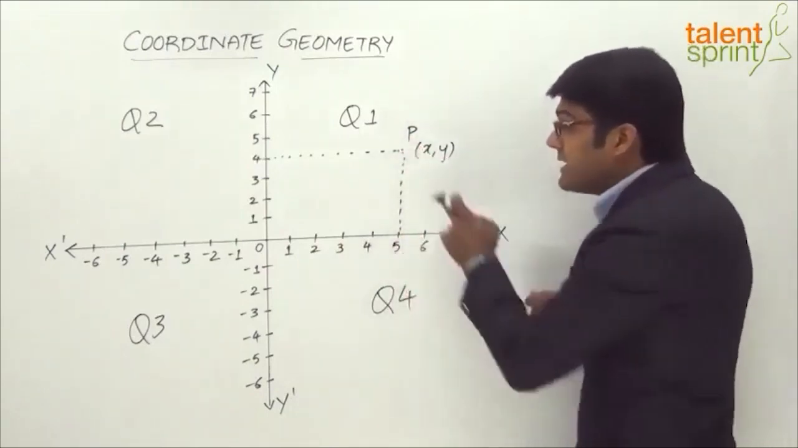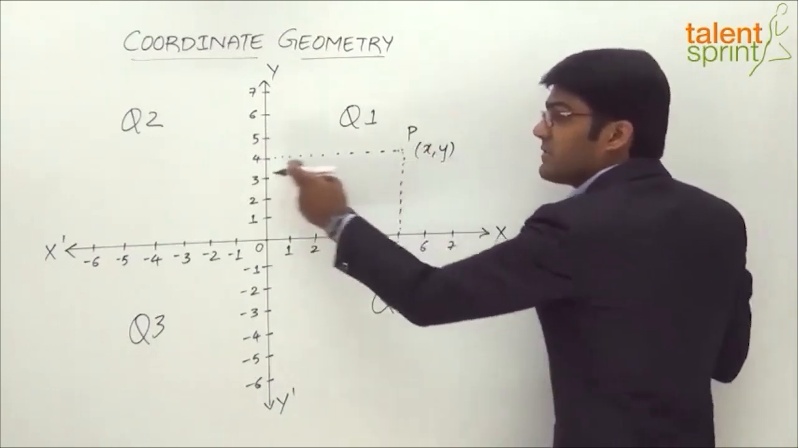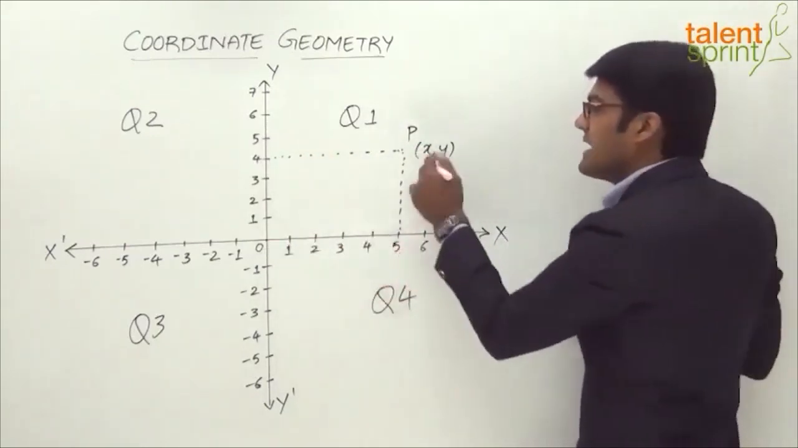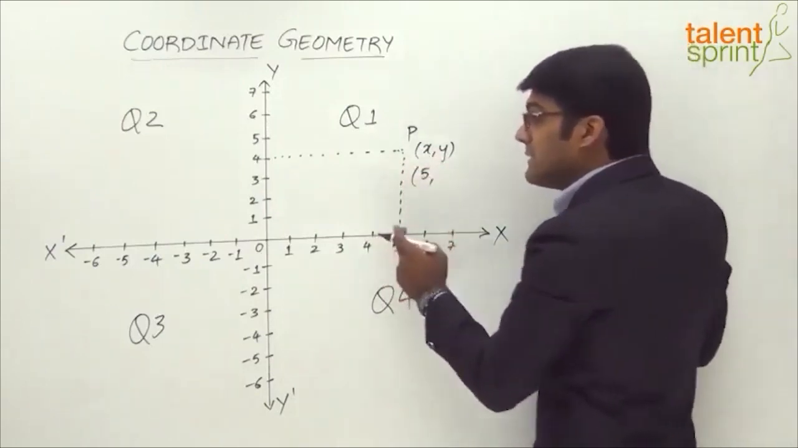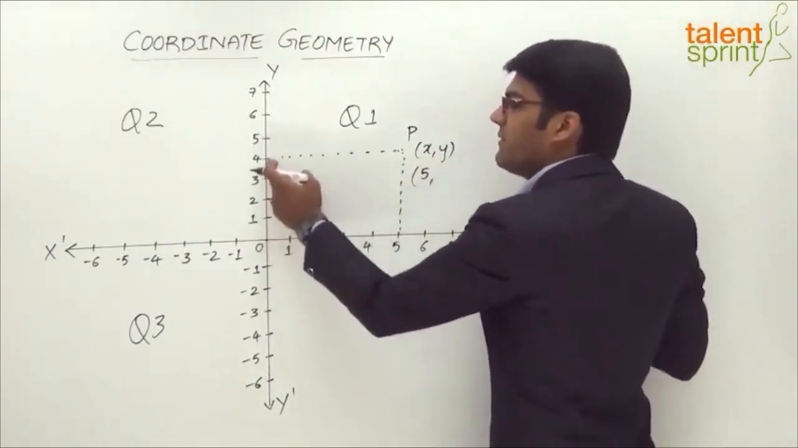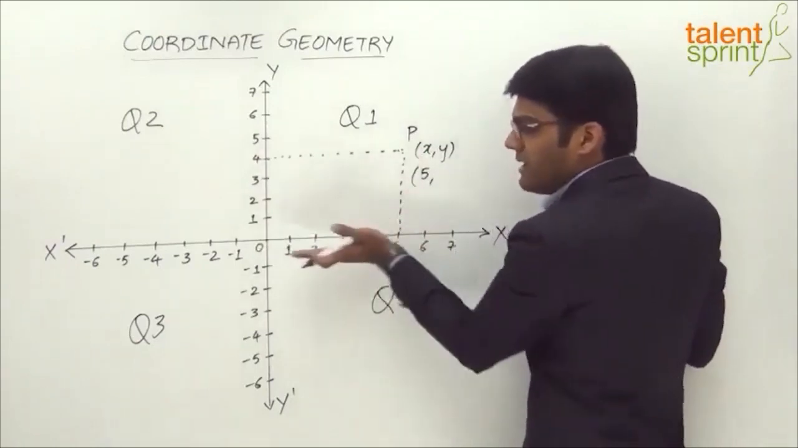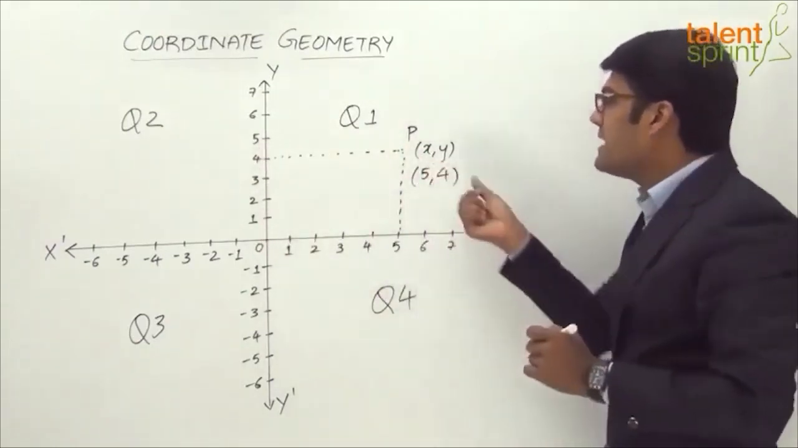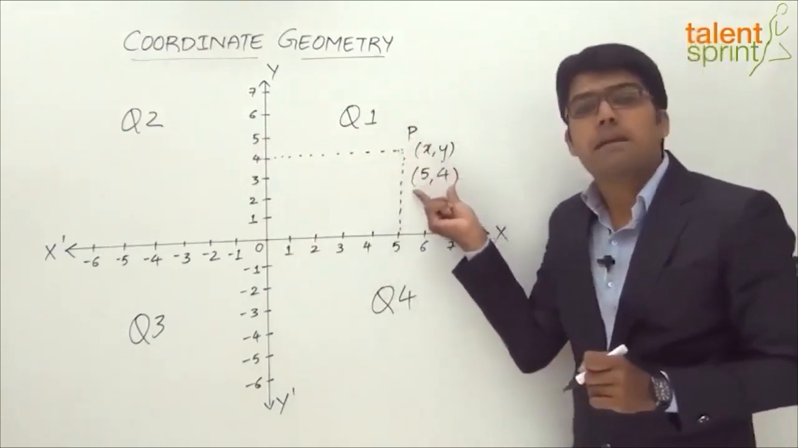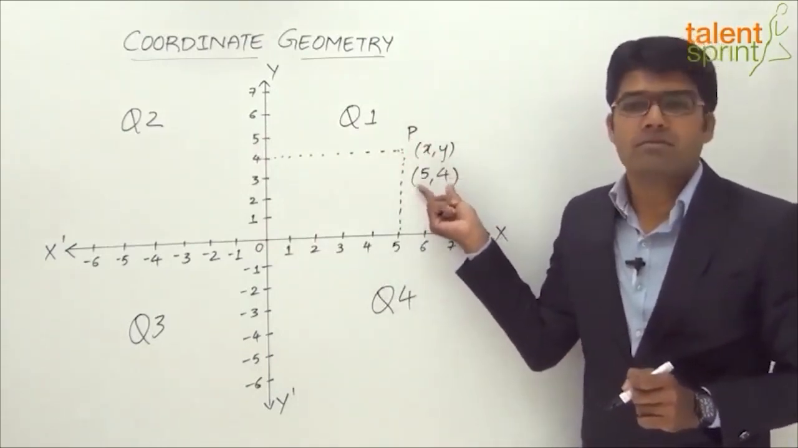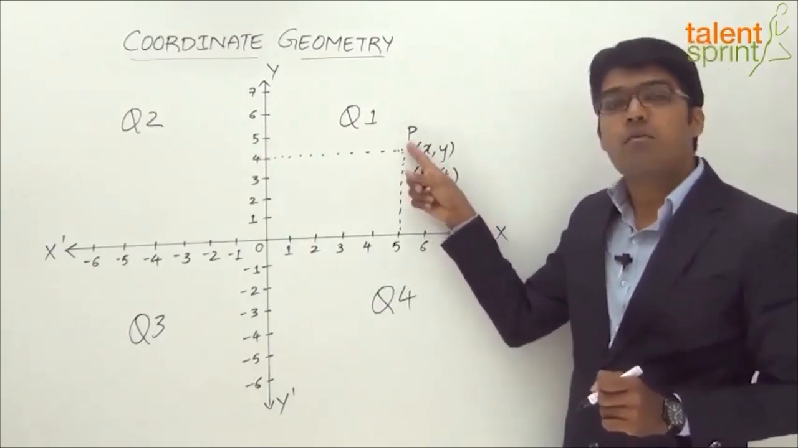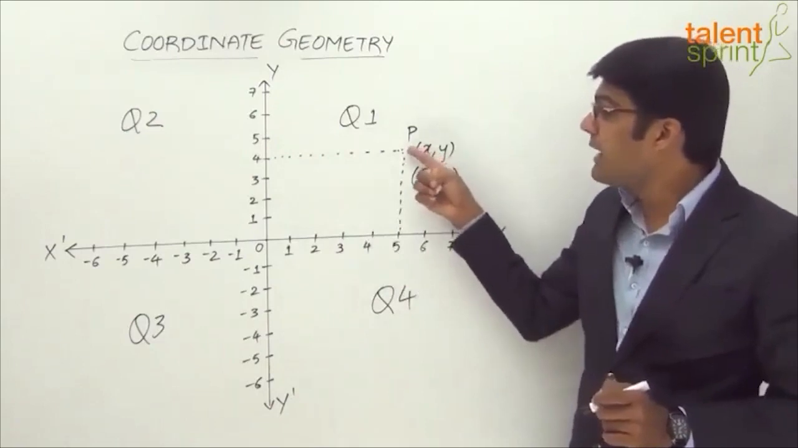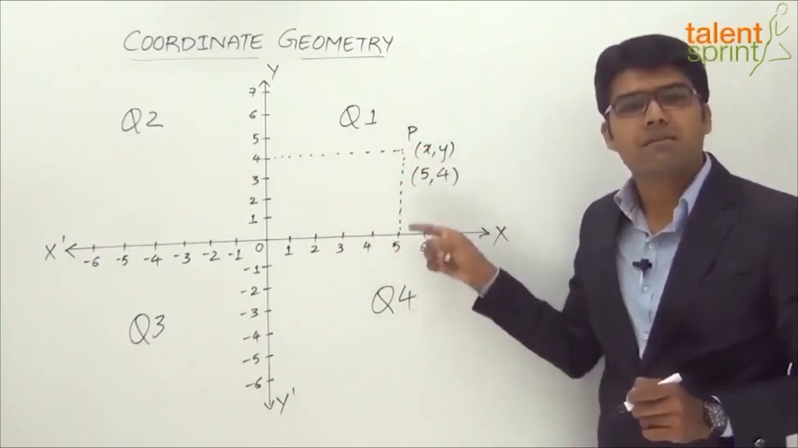So we see that the horizontal distance of the point P is 5. From 0 it is up to 5. So x is equal to 5. Whereas the vertical distance of point P from x-axis is 4. So y becomes 4. So we can say that the point P here is described by the ordered pair (5, 4), where 5 is the distance of the point from y-axis, which is the horizontal distance, and 4 is the distance of the point from x-axis, which is nothing but the vertical distance.